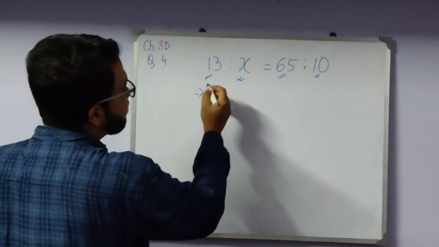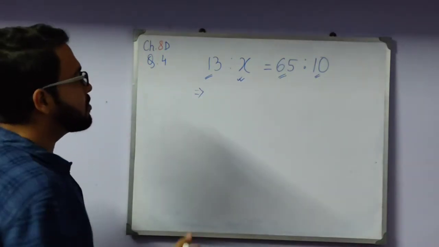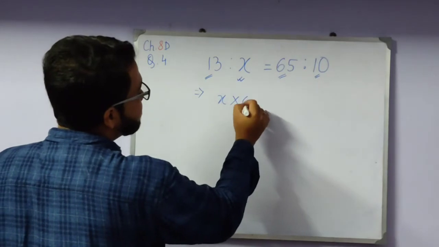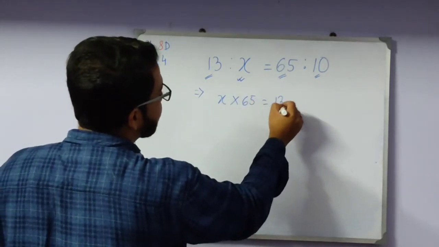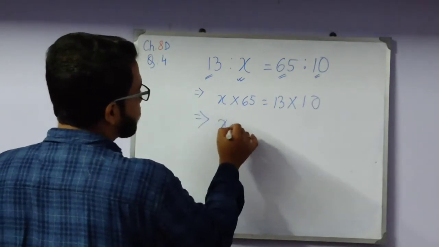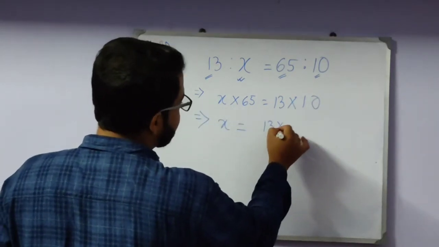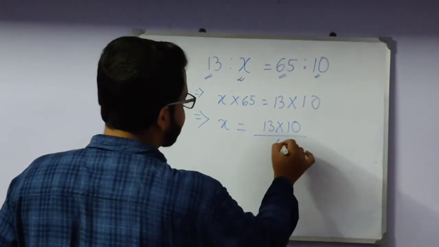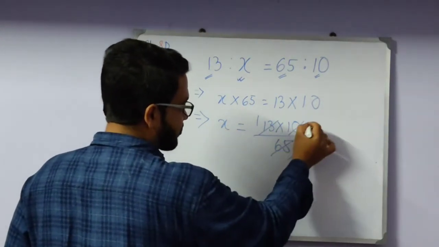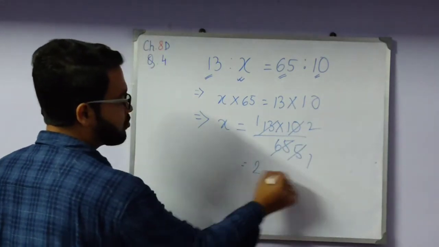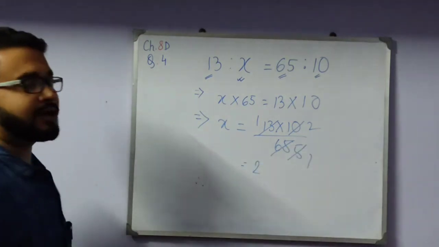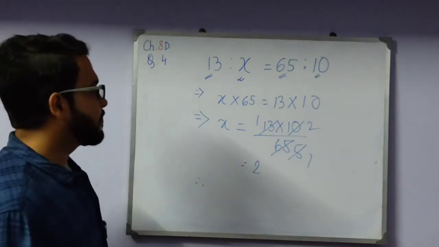So from here, by applying the proportion rule, we can easily say product of means, that means x into 65, is equal to product of extremes, that is 13 into 10. So x is equal to 13 into 10 upon 65. 13 one times, 5 times, 5 one times, 2 times. That means 2. This is your answer. Now write down therefore and the answer.